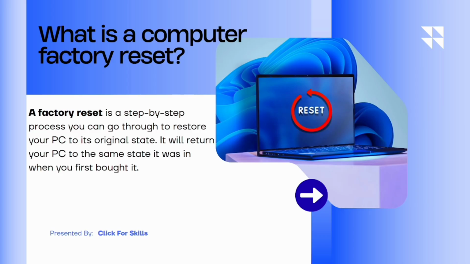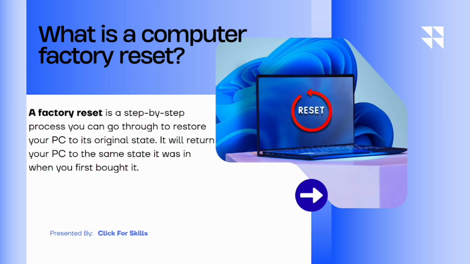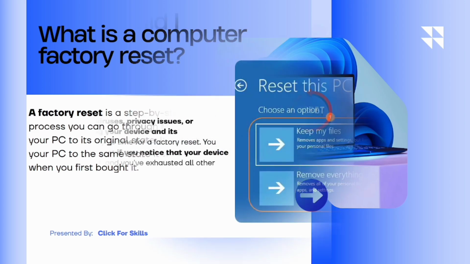What is a computer factory reset? Resetting a computer is a step-by-step process you can go through to restore your PC into its original state. It will return your PC to the same state it was in when you first bought it.